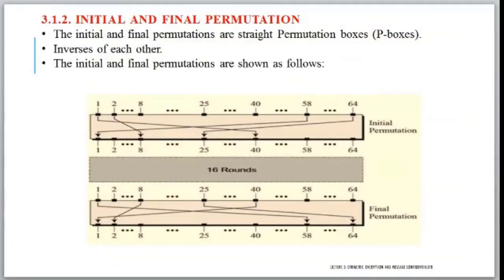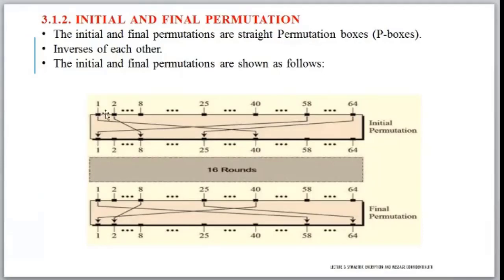What does the initial permutation mean? Changing the position. You see 64 bits of data: first bit, second bit, third bit, fourth bit, 8th bit, 25th bit, 40th bit, 58, 64. The data available in the first bit, either 0 or 1 because this is binary, I'm going to move to the 40th bit.